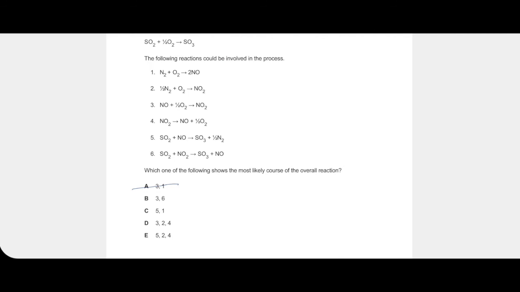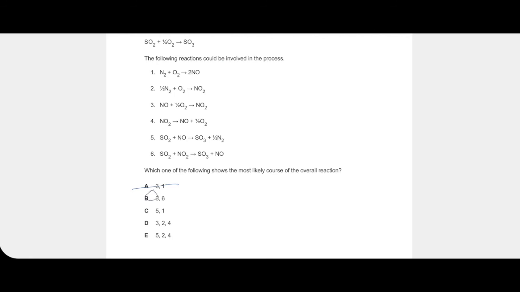Option B gives us reactions 3 and 6. This is correct, and that is because the NO2 is generated in reaction 3, which is then used up in reaction 6. The NO, which is the catalyst for this reaction, is regenerated by reaction 6, leaving the NO moles or concentration unchanged in the system. The whole point of a catalyst, as I mentioned before, is that it does not get used up in the reaction. So therefore B is the right answer to this question.